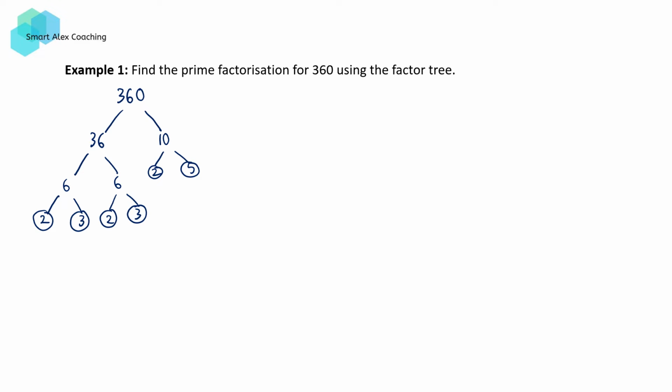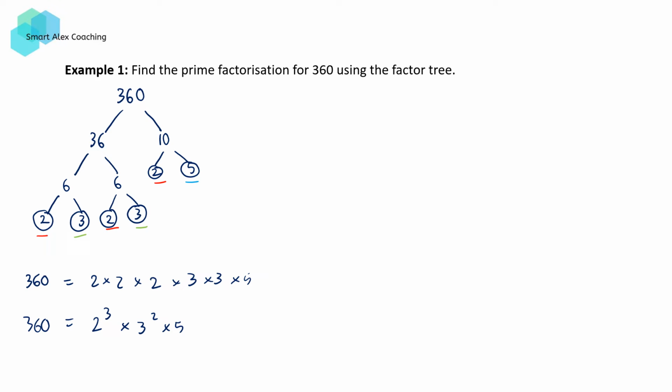So we now have 3 2's, 1, 2, 3. We have 2 3's and 1 5. So we can express 360 as being equal to 2 times 2 times 2 times 3 times 3 times 5, or 2 cubed times 3 squared times 5. And this is the prime factorization for 360.